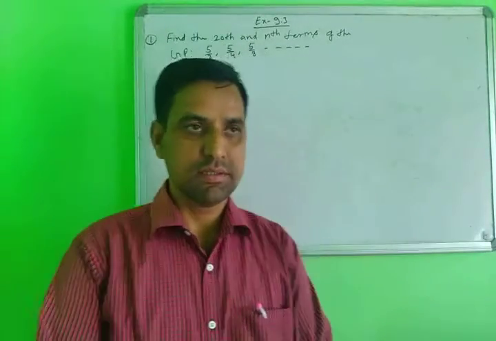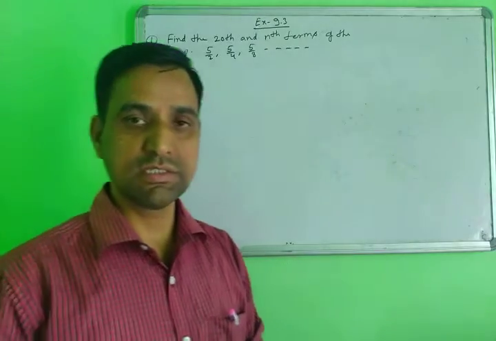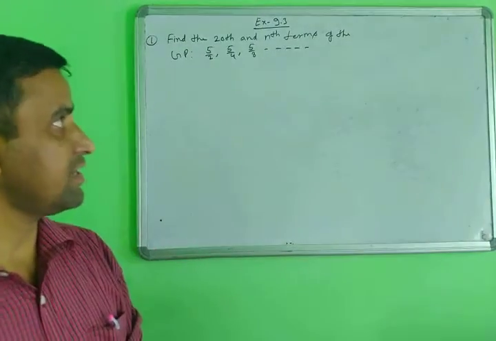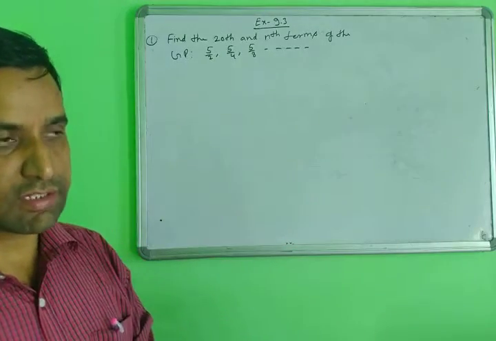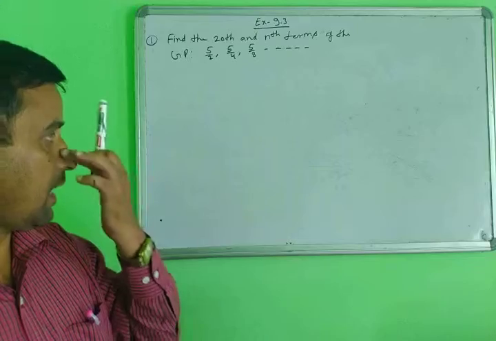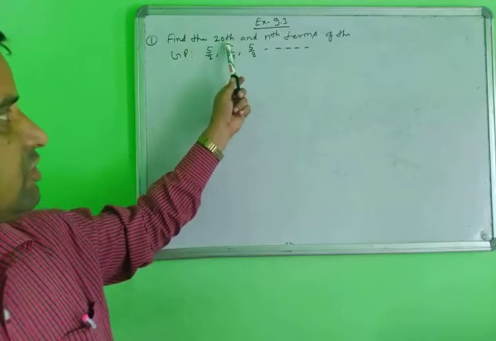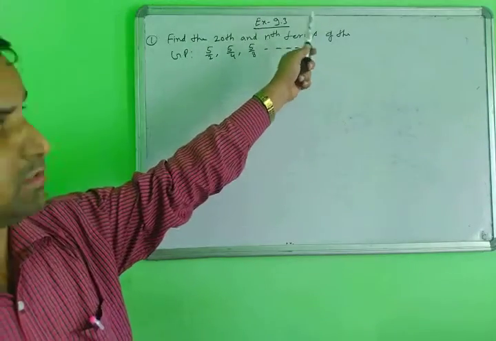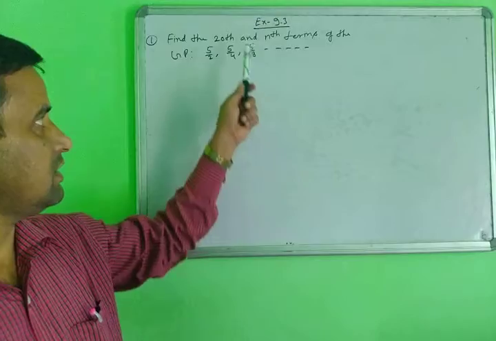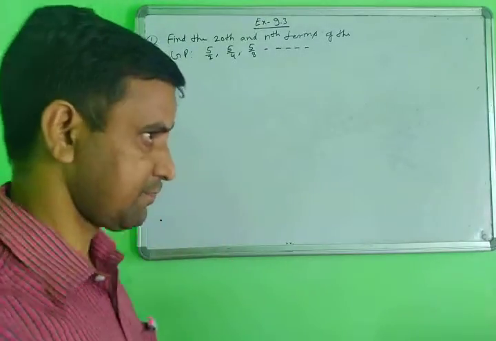Yes class, I am taking question number one from exercise 9.3. How to find the nth term, that is, the general term of any GP. Nth term means the general term of any GP. So find the 20th term. First answer, you will find the 20th term. Second answer, your nth term. So you will find two answers in this given GP. Yes, start the solution here.